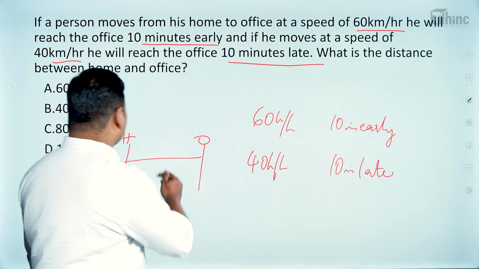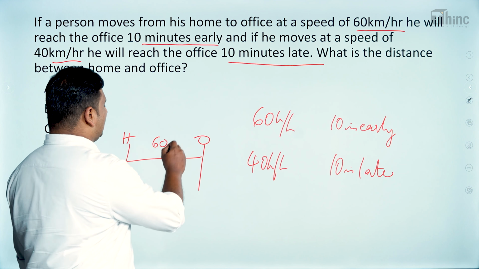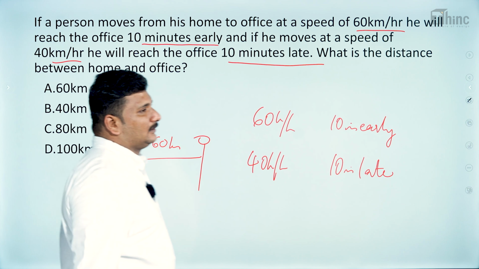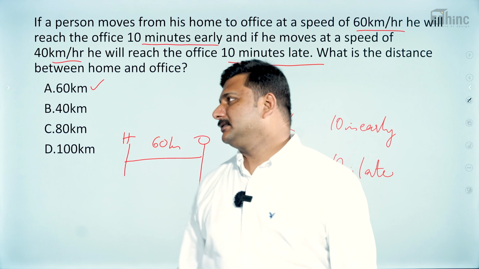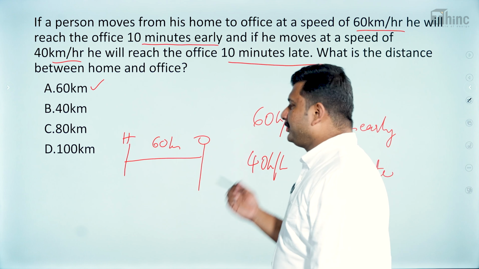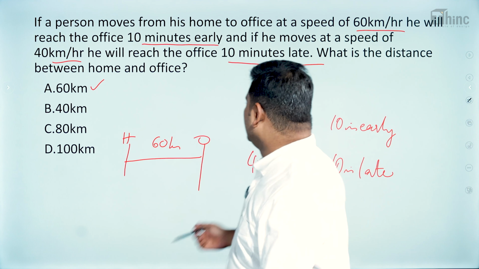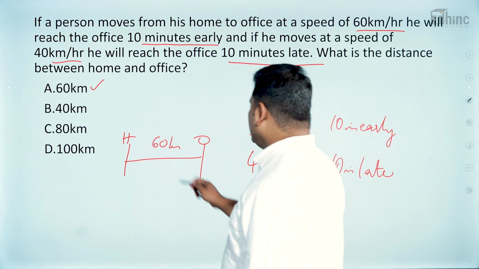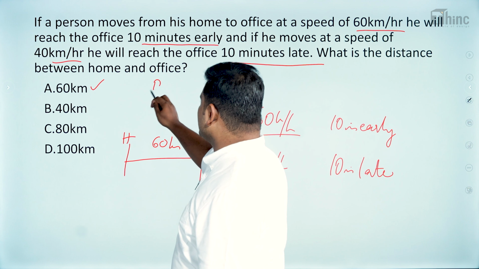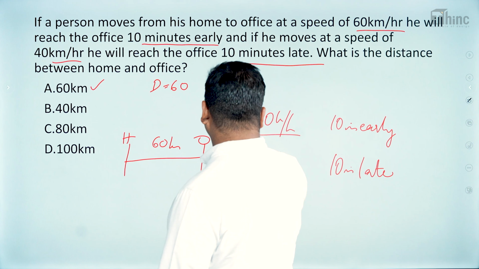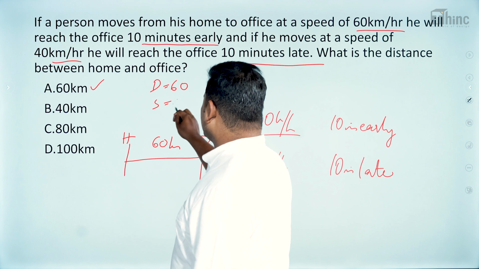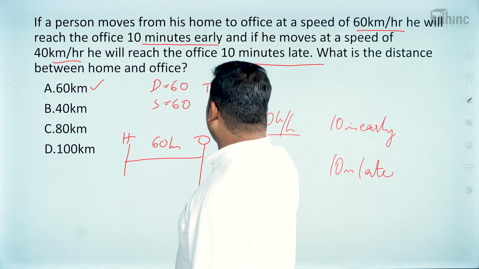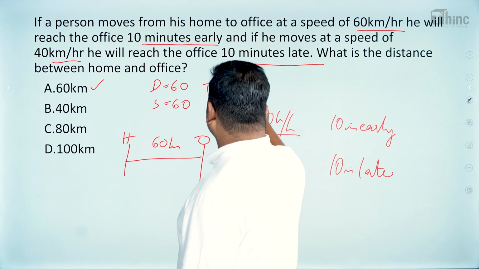So imagine the distance from home to office is 60 kilometers according to option A. So imagine option A is correct. So he moves from home to office at a speed of, let's say, 60 kilometers per hour. How much time will he take? So imagine 60 is the distance. So distance is 60 and speed towards office is 60. So time taken will be distance by speed, which is 1 hour, right?